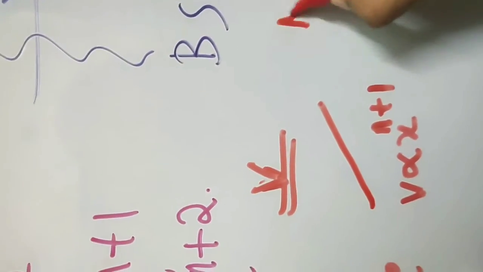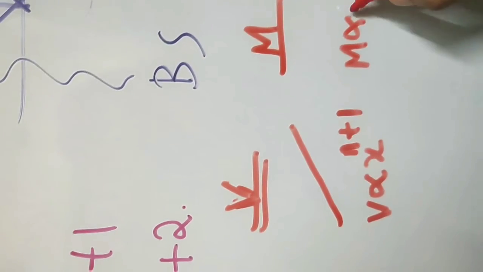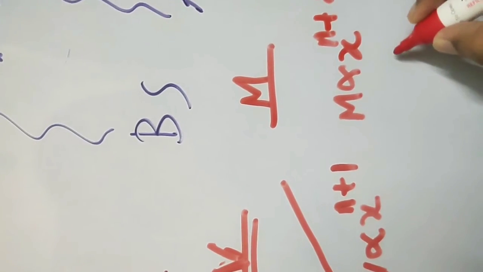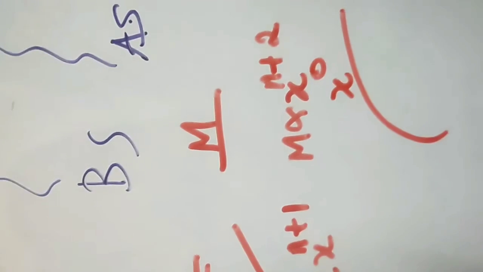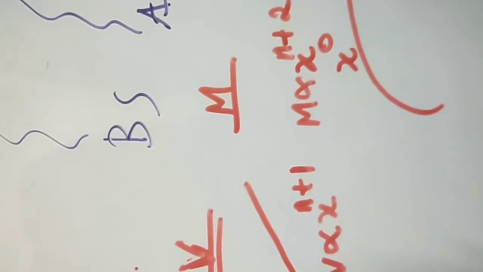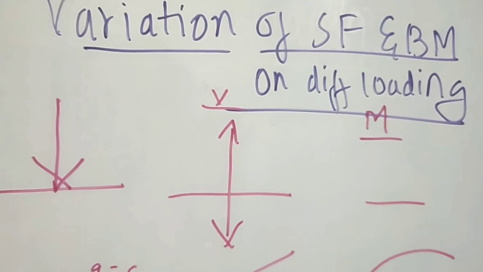And for the bending moment, it will be plus 1 again, so we do x raised to n plus 2. So x raised to n plus 2, in the sense 0 plus 2, is x square. So what is x square? It's a parabola. So the bending moment diagram will be parabolic. So here is the variation of the shear force and bending moment under different loading.